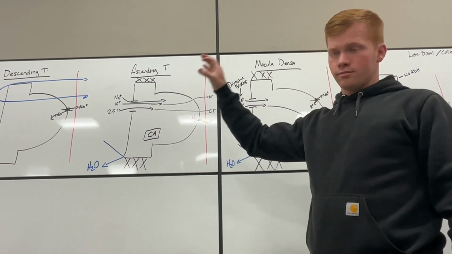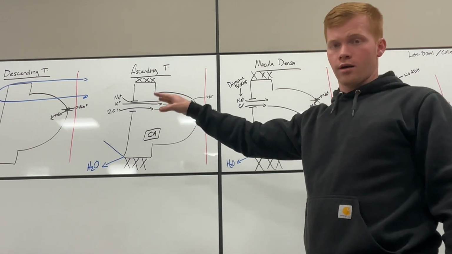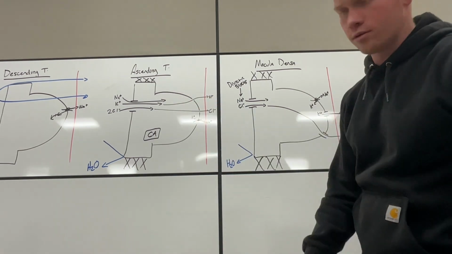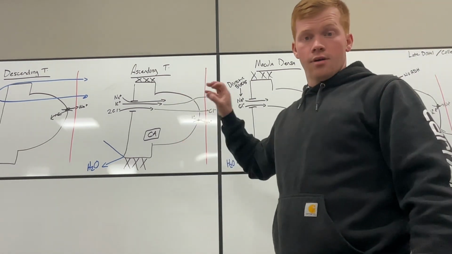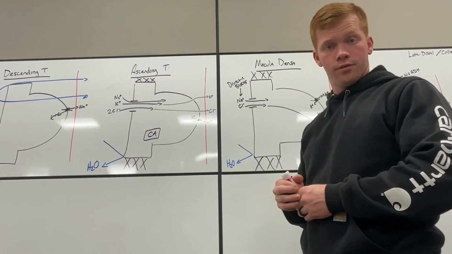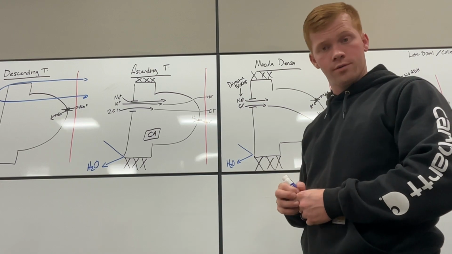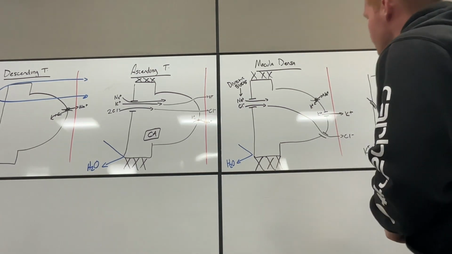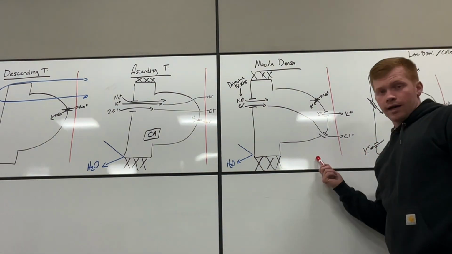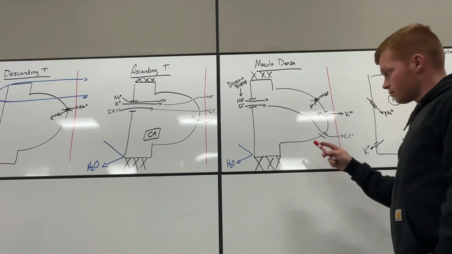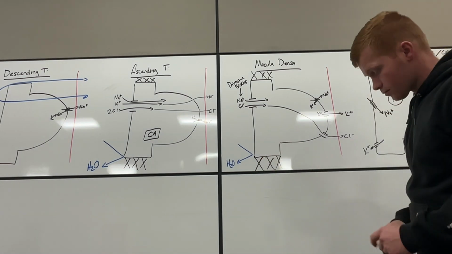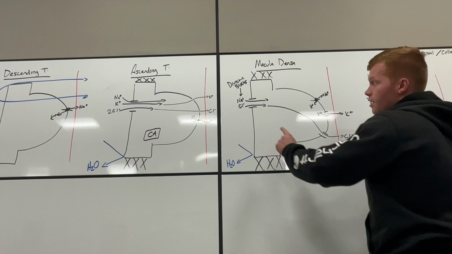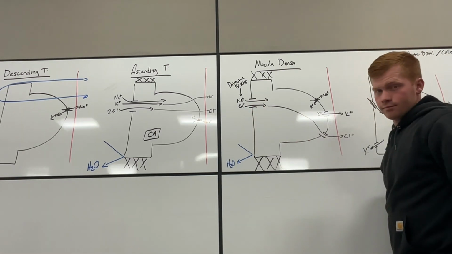Descending tubule, soluble to water, not to solutes. Ascending tubule, not soluble to water, but soluble to solutes. Then we get to the macula densa. Macula densa we talked a lot about. Not soluble to water, but what it does do is let in sodium chloride.